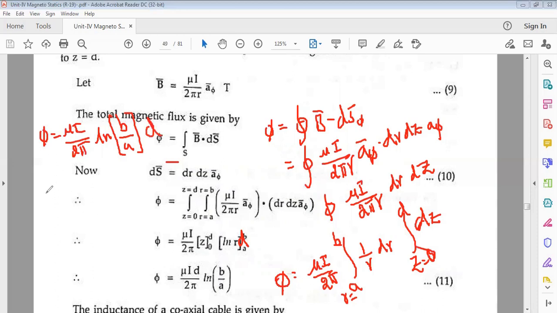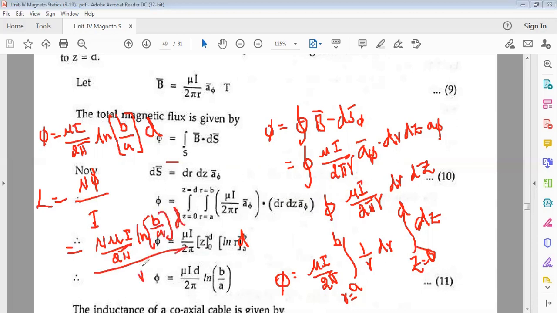So phi is equal to, and total flux, where phi we got N into mu I by 2 pi ln of B by A into D, whole divided by I. So I gets cancelled, where L is equal to, therefore the L is equal to, we got N mu by 2 pi, mu into D also ln of B by A.